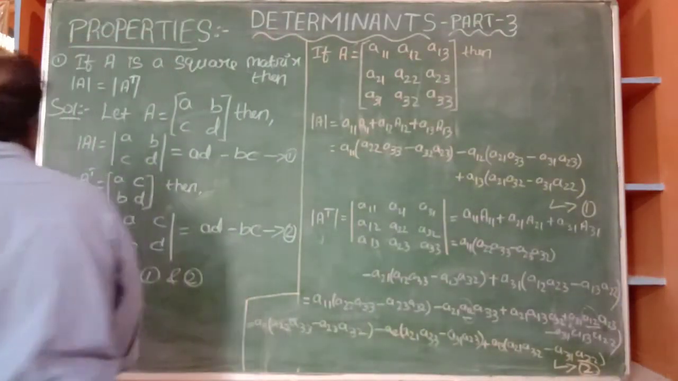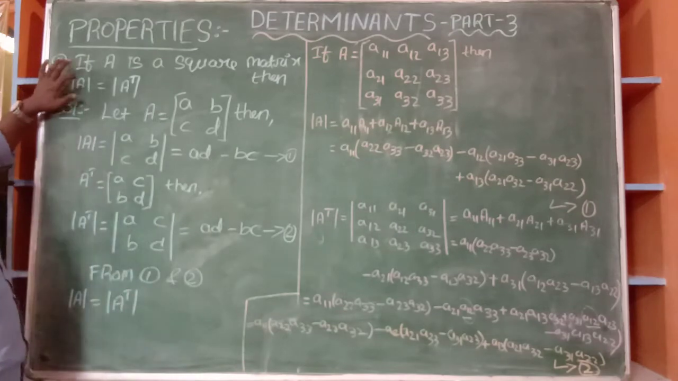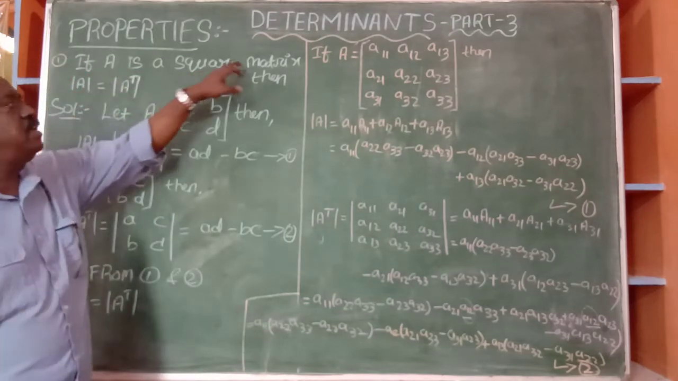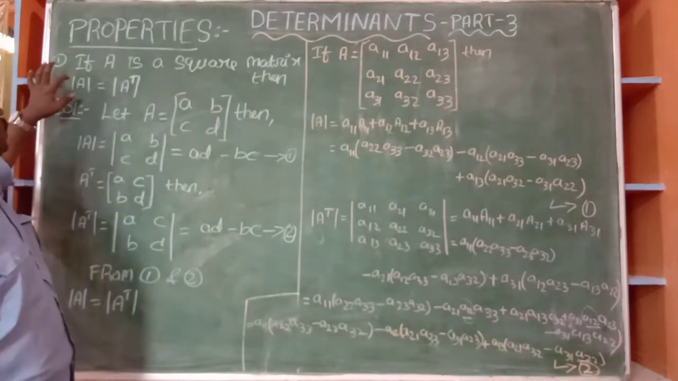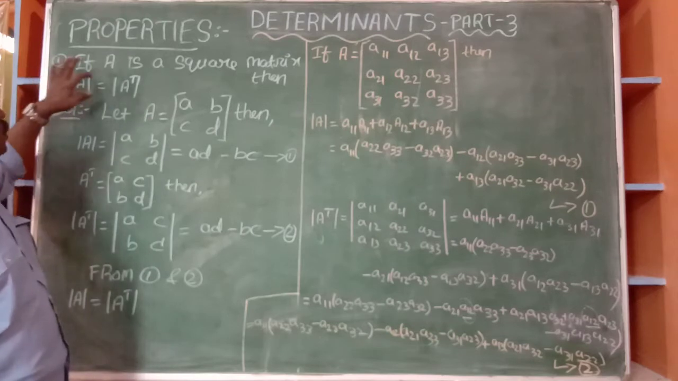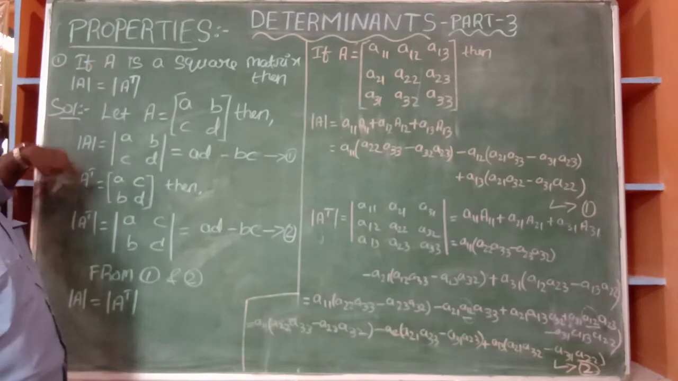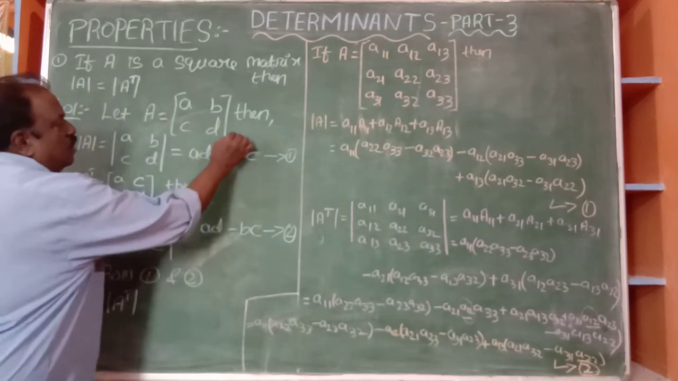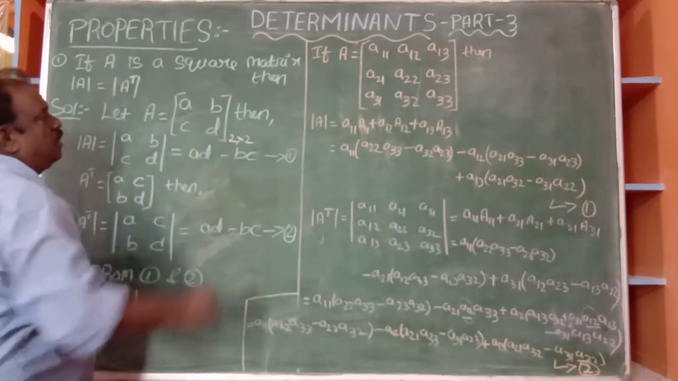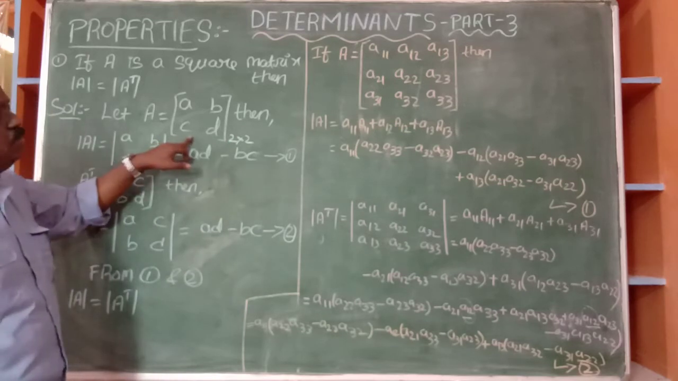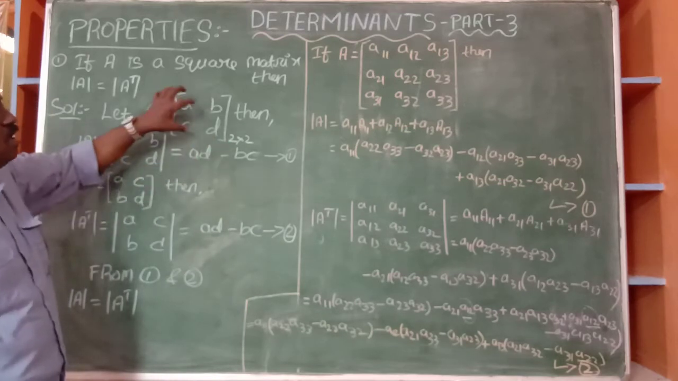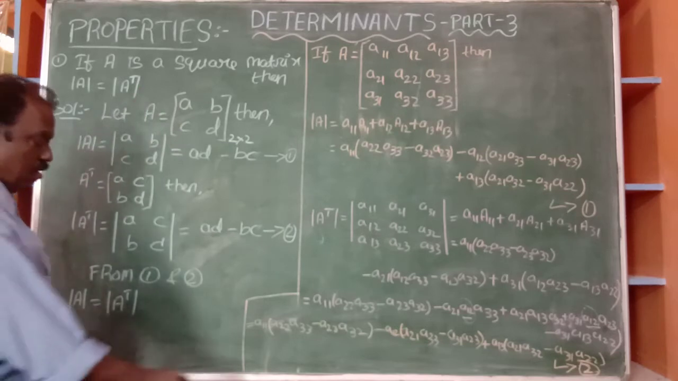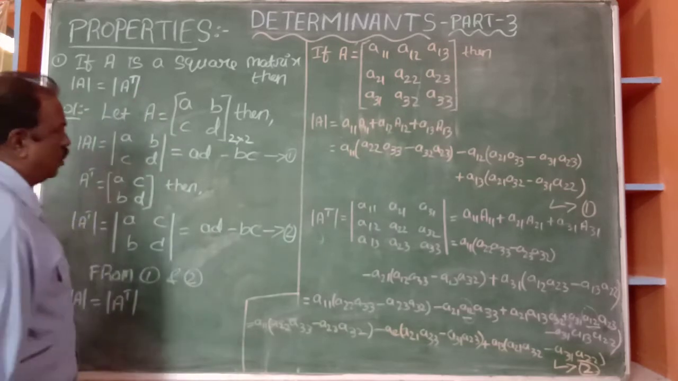You see, here we have to prove that if A is a square matrix, then determinant of A is equal to determinant of A transpose. Let me take A as a 2 by 2 matrix. Let A be [a, b; c, d]. Very simple example. Anytime you can take it like this.